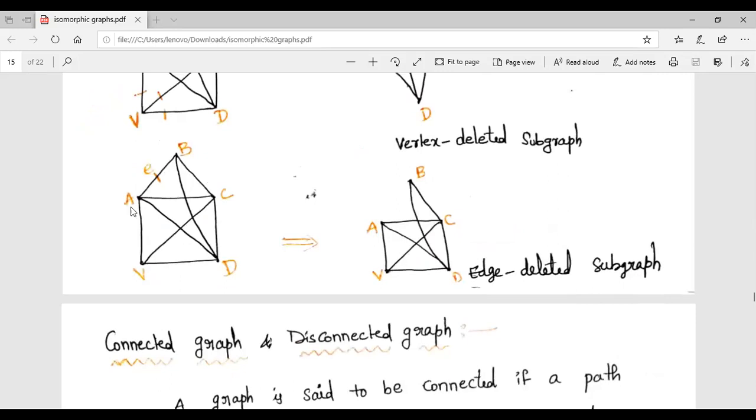Second one. In this, we delete an edge between vertices A and B. That edge is denoted by small e. Now we remove this edge, and we get the subgraph G minus e, that is, A, B, C, D, v. Here we delete an edge e. Okay. So this graph is called the edge deleted subgraph.